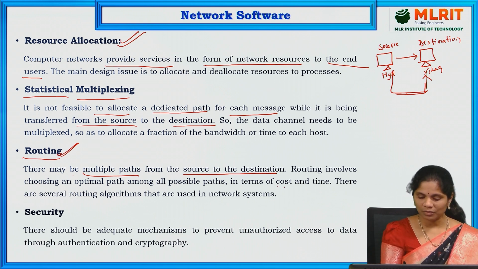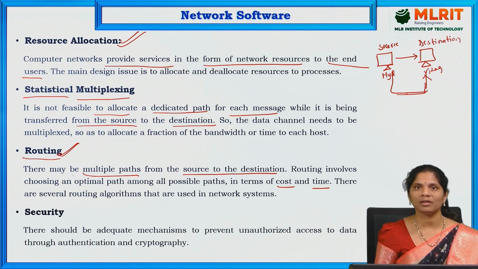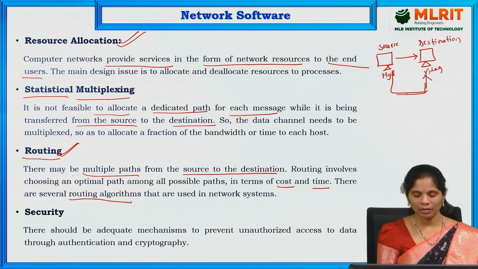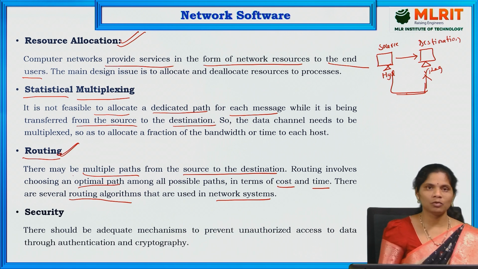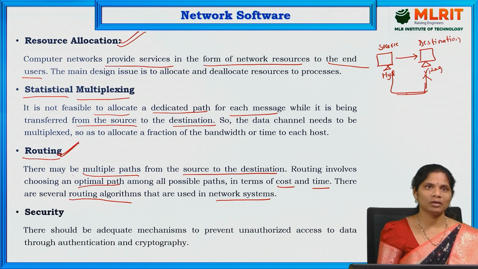So, in terms of cost and time, we have to check the cost to reach that particular destination, and time also matters here. Based on that, we have to use some routing algorithms in the network system to select the best, meaning optimal, path. That comes under routing. This is also one of the design issues in network software.